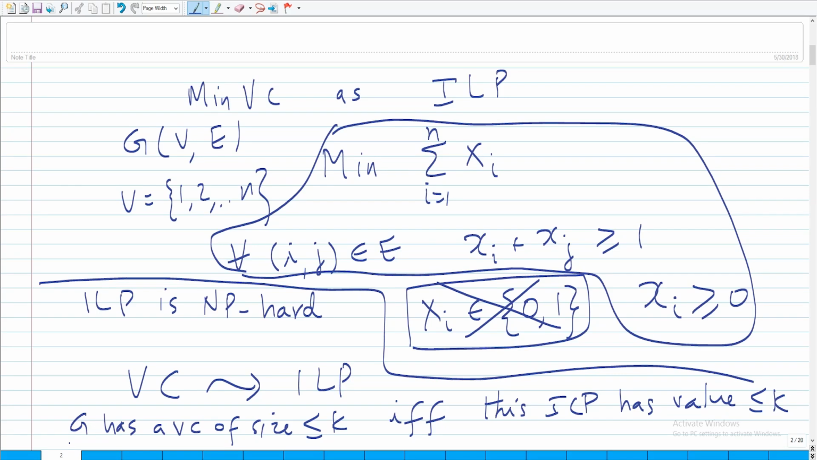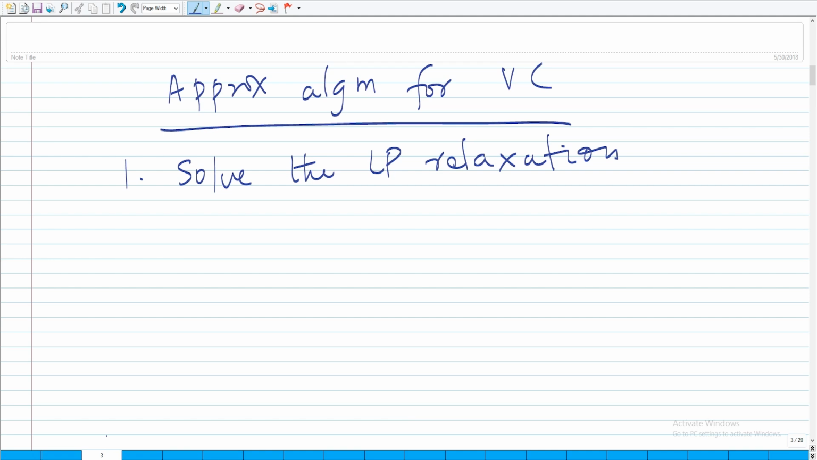So, what is a natural thing to do? This LP gives you some fractional solutions. Now, I want to do some rounding to get a solution for vertex cover. If it is 0.2, what should I do? 0. Okay, so let us try that. Solve the LP relaxation and let us say I get some optimum solution x 1, x 2, ..., x n, and this is what minimizes summation x i, that is what the LP will give you.